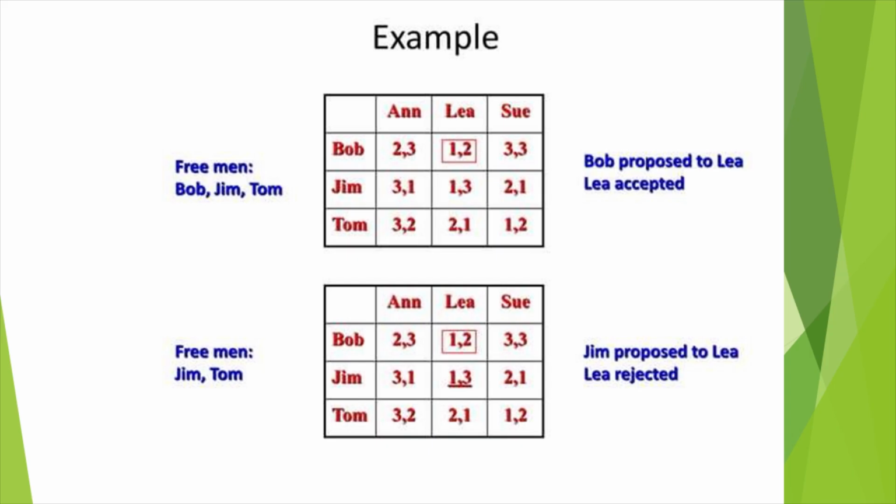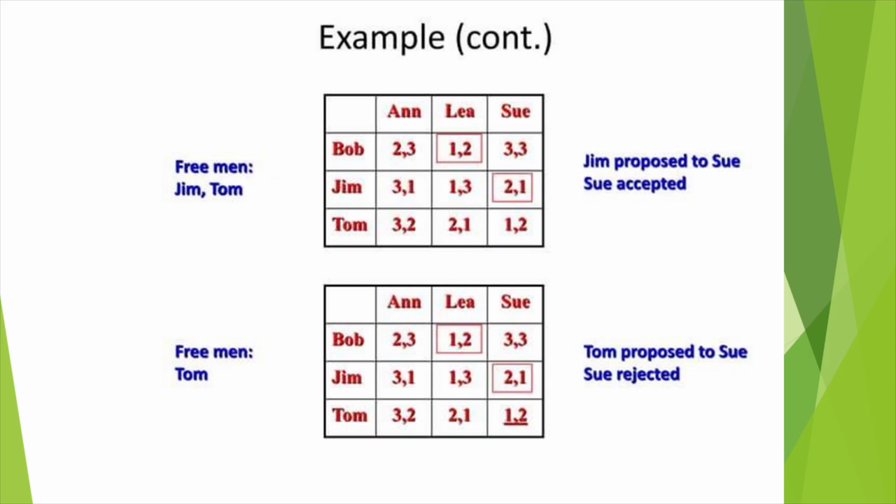In step 3, Jim, after rejection, proposes to his second choice, that is Sue. Sue accepts as she is free. So, put a box around Sue for Jim. In step 4, Tom proposes to Sue, which is his first choice. But Sue prefers Jim over Tom, so she rejects Tom. So here you put an underline around Sue for Tom.